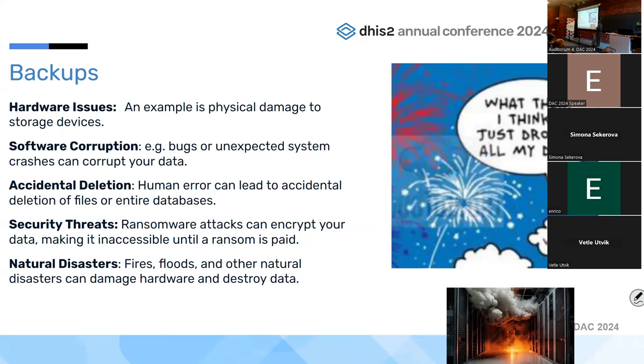You can have your whole virtual machine encrypted and you need that key to have your data back. We also have natural disasters like fire and so forth. So you need to have a plan beforehand of things that can happen, and it's just a backup plan that you need to have before you even have your system up and running.